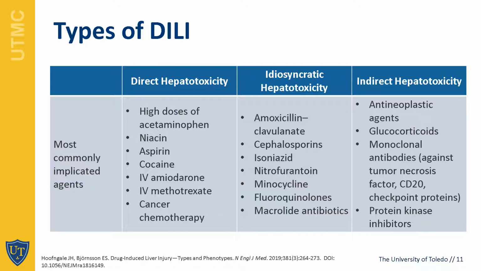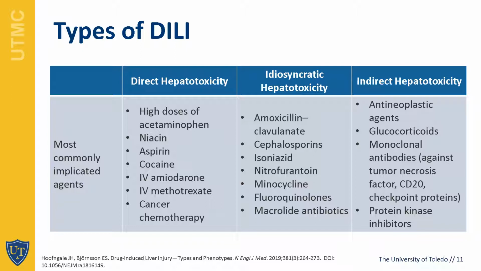So these are the most commonly implicated agents for each type of drug-induced liver injury. Direct hepatotoxicity is mostly associated with high doses of acetaminophen, niacin, aspirin, cocaine, IV amiodarone, IV methotrexate, and cancer chemotherapy. Our idiosyncratic hepatotoxicity is mostly seen with many different antibiotics. So amoxicillin clavulanate, cephalosporins, isoniazid, nitrofurantoin, minocycline, fluoroquinolones, and macrolide antibiotics.